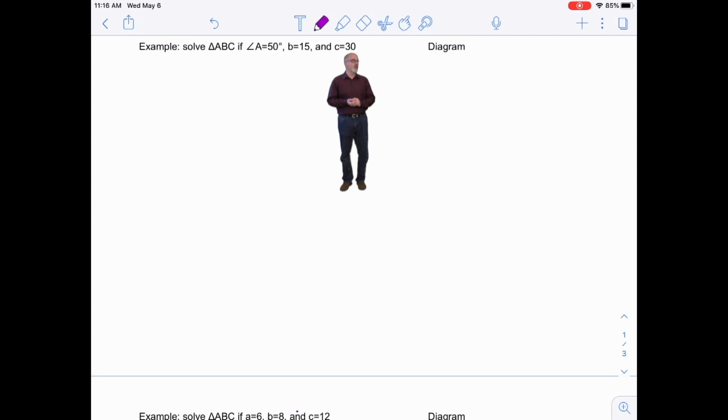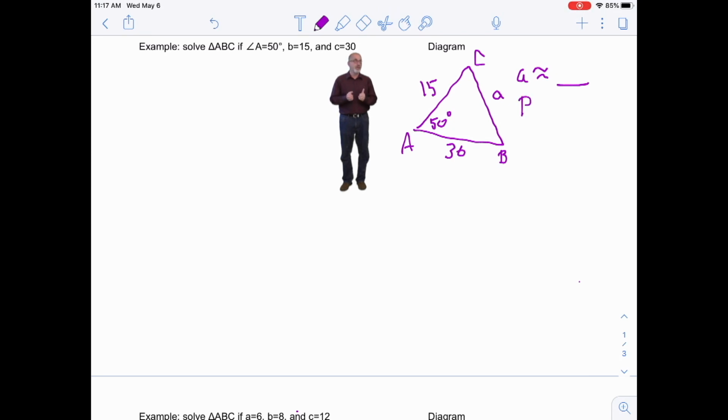In this sample problem, notice we are given two sides and the included angle. So in this case, as I draw my triangle, angle A is given to us, so that's going to be 50 degrees. And then we're given side b opposite angle B, which is 15. And then we're also given side c, which is opposite angle C, which is 30. Now, when we set this up, we're going to solve for the unknowns. We don't know side a, we don't know angle B, and we don't know angle C. Those are the ones that we're going to find in this triangle.